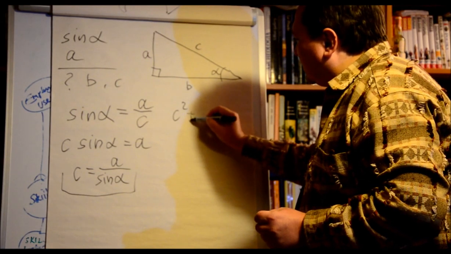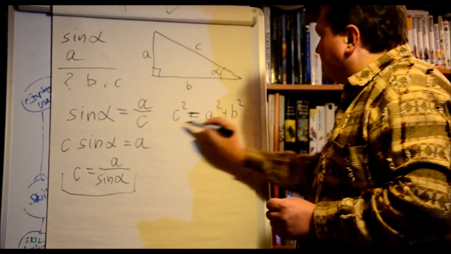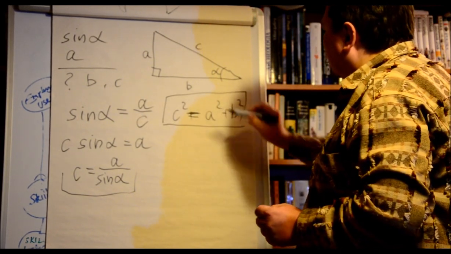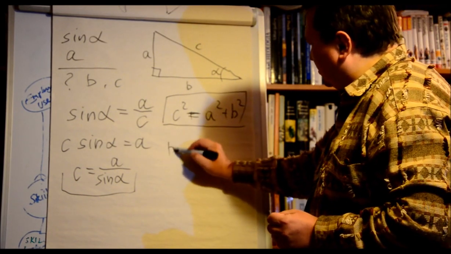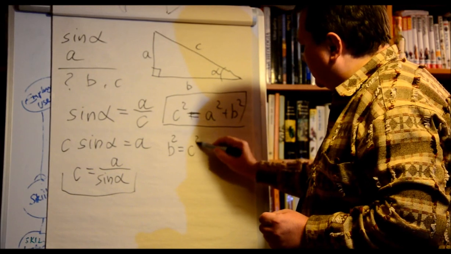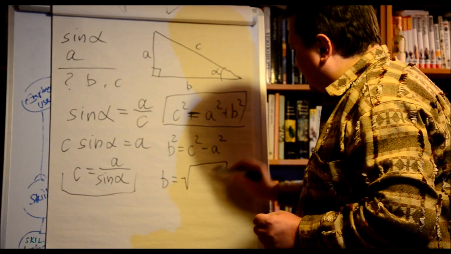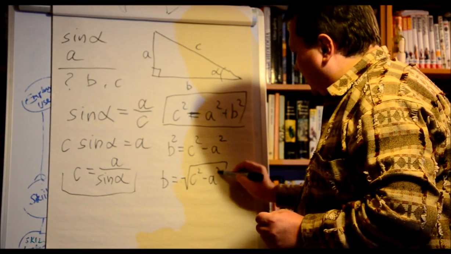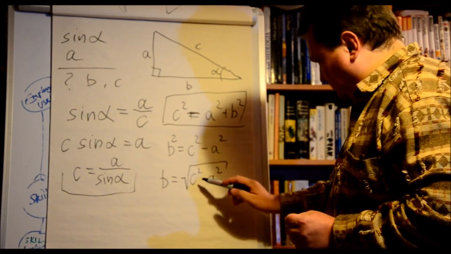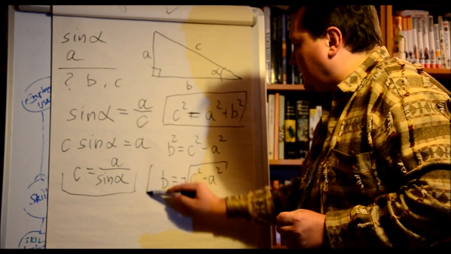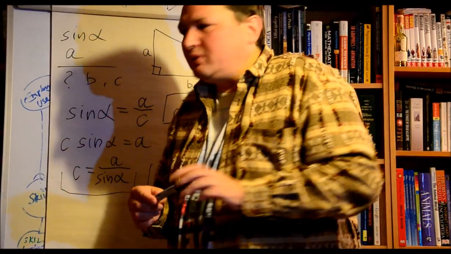I am only looking for B. And again, C square equals A square plus B square. This is Pythagorean theorem, and B from this formula, B square is C square minus A square, so B is square root of C square minus A square. A square we have here, and C we have just calculated. That's it. Let's now proceed to something a little bit more tricky.